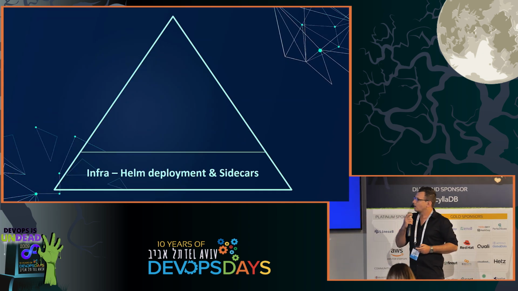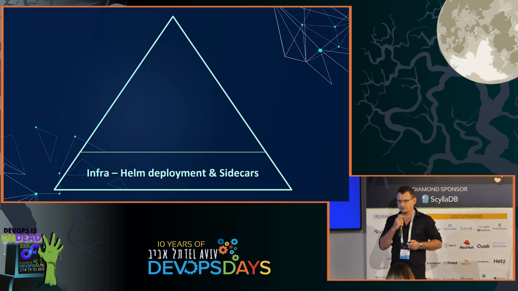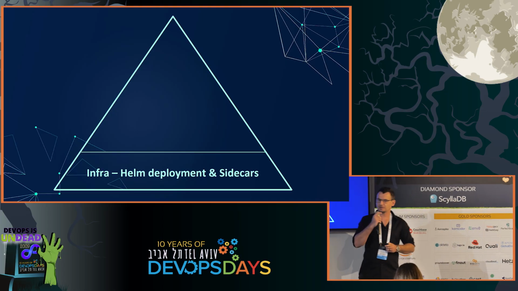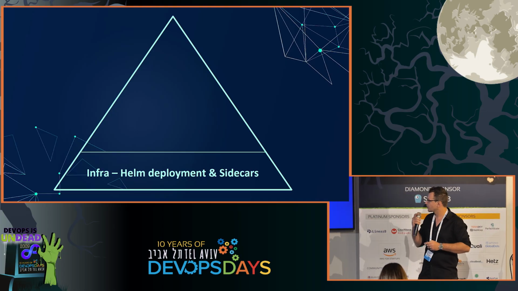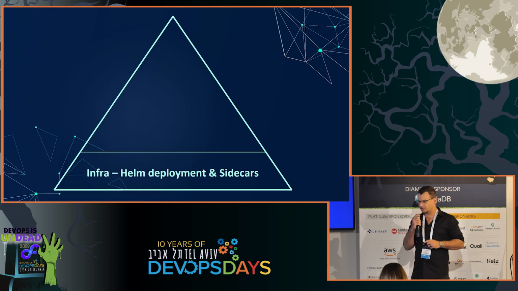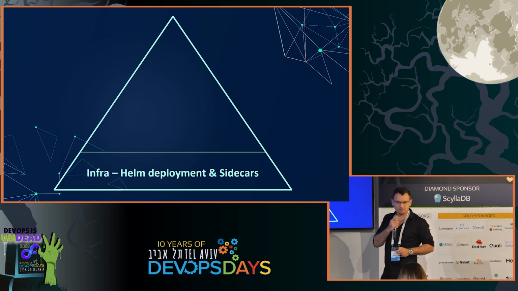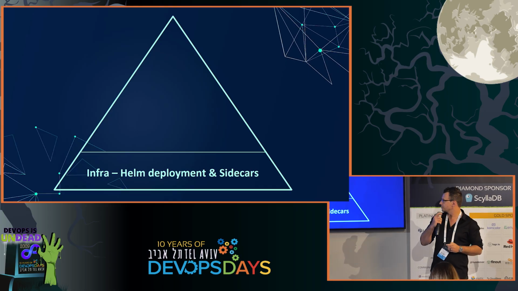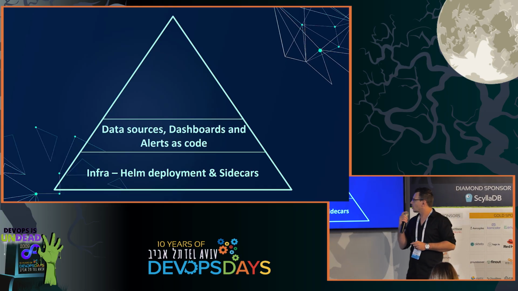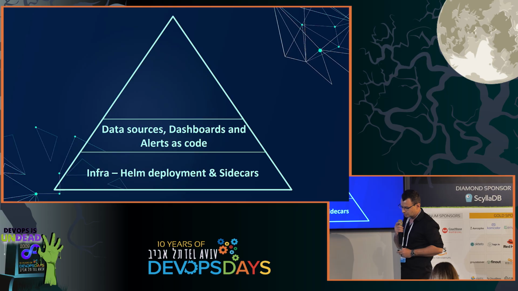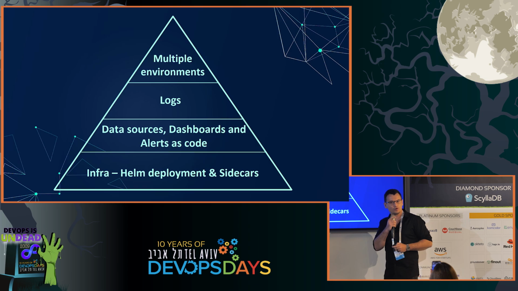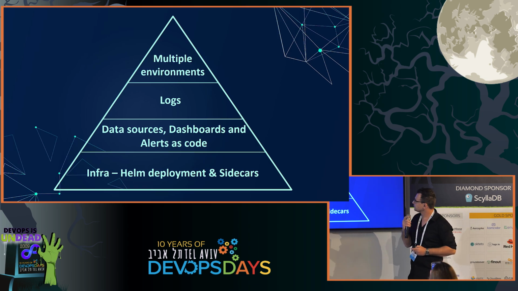Now, how will we build this solution? First, I call it the observability pyramid. The base, of course, is the infrastructure. Always the base of every observability pyramid is the infrastructure. We'll talk about Helm deployments and sidecars. Next up, we will talk about data sources, dashboards, and alerts as code. We will then talk about logs, and then how we deploy everything for multiple environments.